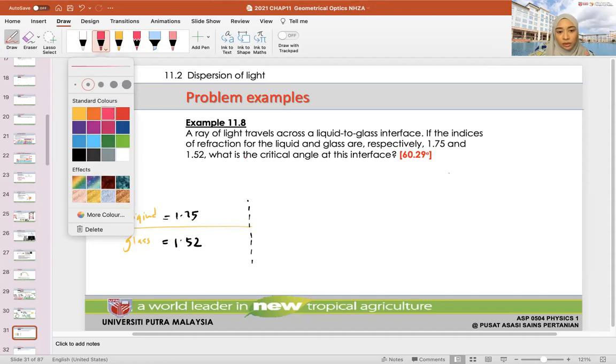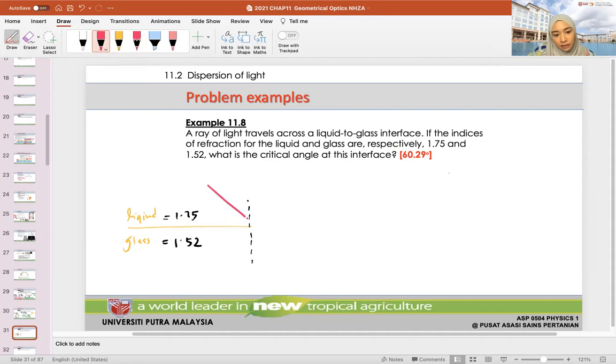And it's asking us what is the critical angle at this interface. So you have to start from the liquid. Your incident light has to go from the liquid to the glass because your liquid has a greater n than the glass. This is a rare condition, but it is possible. So your light starts from here. It has to be beyond the critical angle for total internal reflection to happen. So if the light is going here, you know this is your theta C.